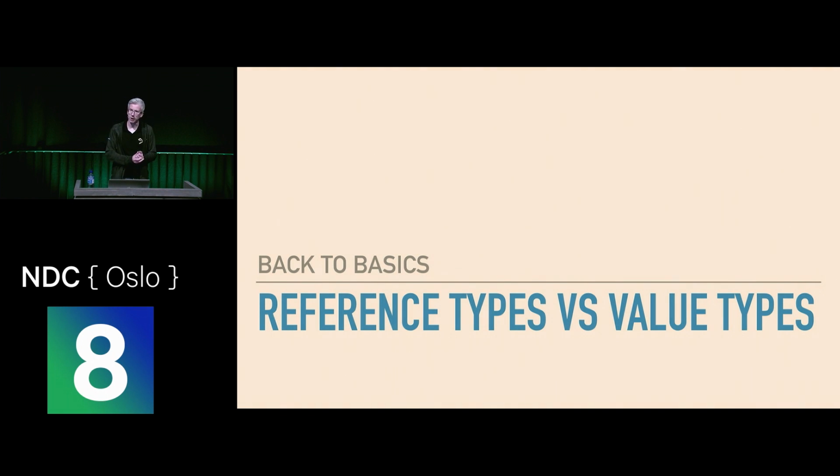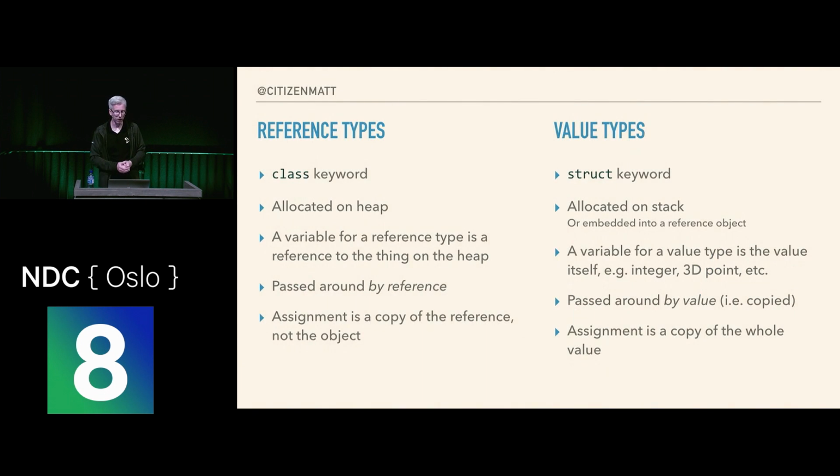When I talk about reference types and value types, what do I mean here? Let's remind ourselves really what's going on. In the .NET world, you've basically got two kinds of types, reference types and value types. A reference type uses the class keyword, whereas value types use the struct keyword. References are allocated on the heap, and value types are allocated on the stack. They can also be embedded directly in another object as well.